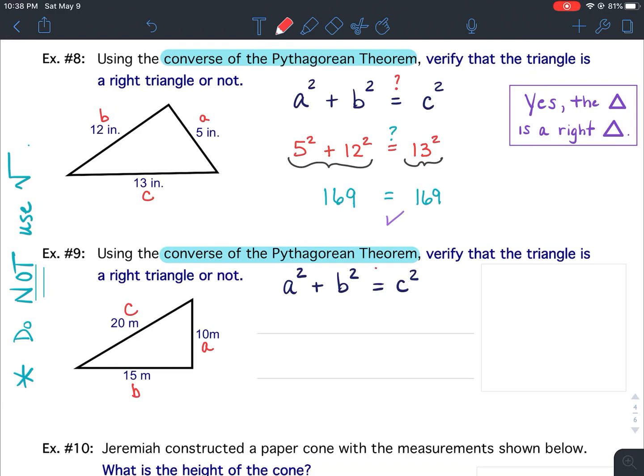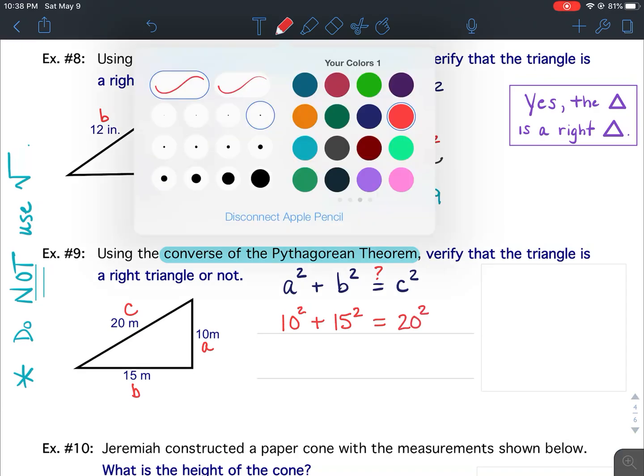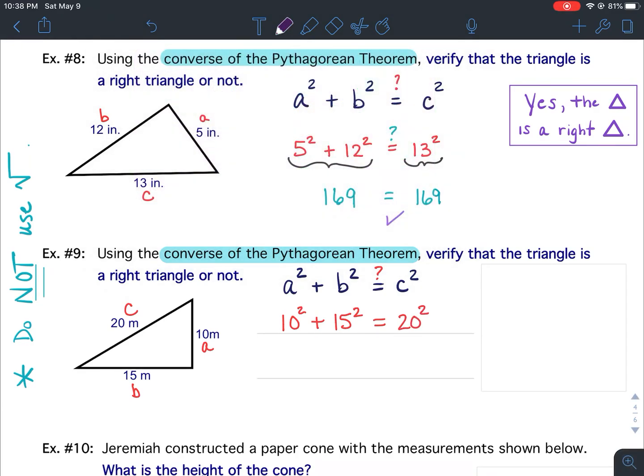All right, I don't know if these are equal, so I need to put a question mark above the equal sign. Plug in your numbers. So I've got 10 squared plus 15 squared, and we're going to see if that is equal to 20 squared. So we are going to determine, is 10 squared plus 15 squared equal to 20 squared? To do that, I'm going to put this side into the calculator, and then I'm going to put that side into the calculator. So let me pull up my calculator again.